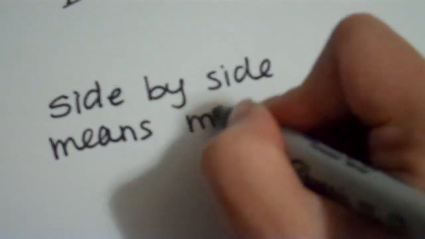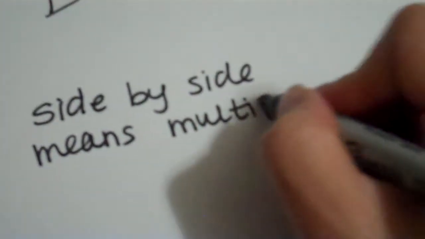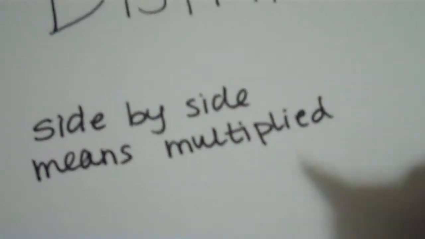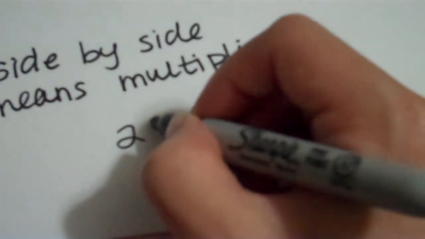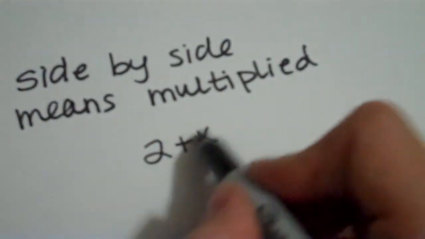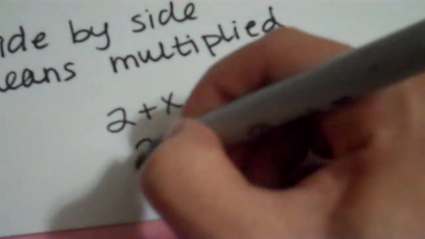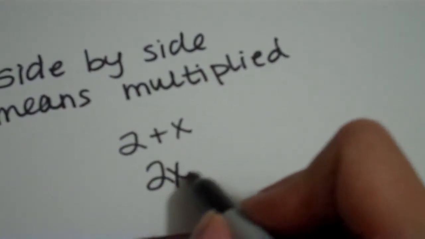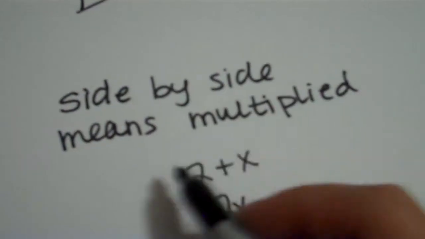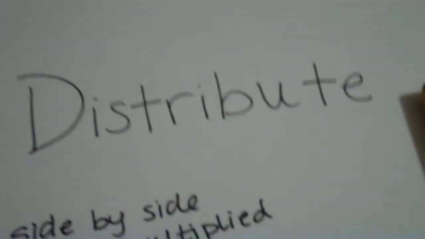Side by side. Side by side means multiplied. This little thing I'm going to say all the time. Side by side means multiplied. What I mean by that is if I had 2 plus x, that's obviously adding, right? But if I had 2x, if they are side by side, that means 2 times x because they're right next to each other. So side by side means multiplied, and you need to know that for how to distribute.